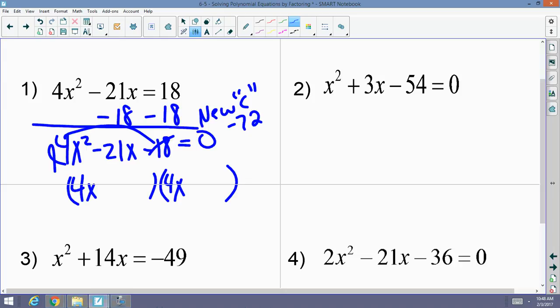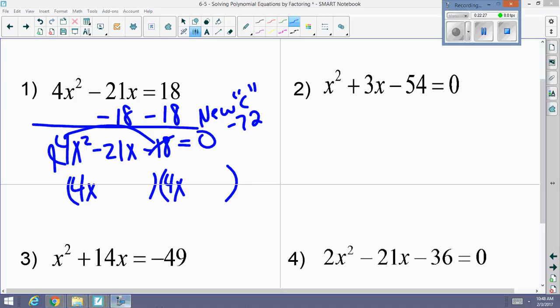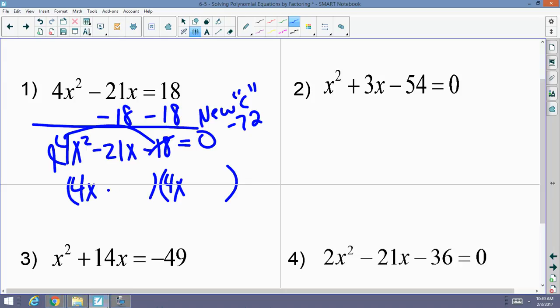I'll pause while you guys think about it. That was a very quick job. Well done. And it is negative 24 and positive 3, because negative 24 times 3 is negative 72, and negative 24 plus 3 is negative 21. Imaginary factor of 4. So I've got x minus 6 times 4x plus 3 equals 0.